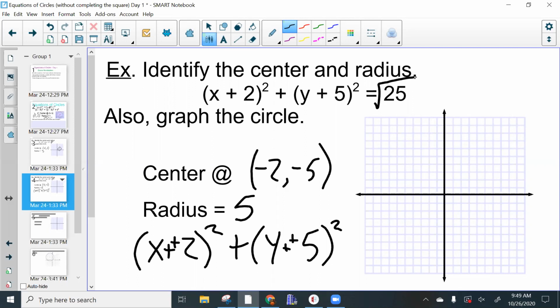So let's go ahead and graph this. -2, -5. So that's our center. And our radius is 5. So we're going to go over 5 for 1 point. And again, we're going to want a few points just so we can graph the circle. So that's 4. Here's 5. I'm going to go down 5 for another point, and then to the left 5 for another. And then I'm just going to connect and draw my circle.